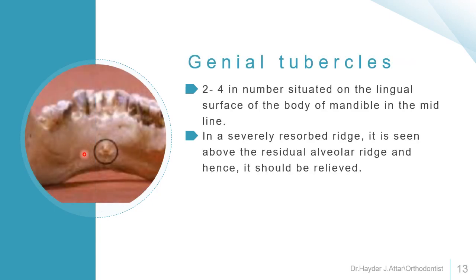Next to the mylohyoid ridge, there are 2 to 4 tubercles on the lingual surface of the body of the mandible at the midline, the genial tubercles. When the alveolar ridge is severely resorbed, the genial tubercles come to lie on the center of the residual ridge and should be relieved because they cause sensation and ulceration with the complete denture.